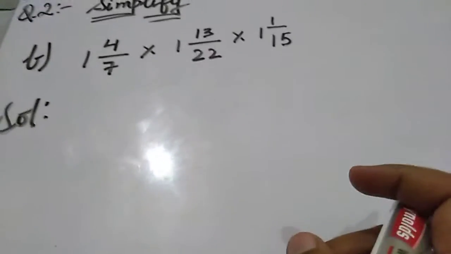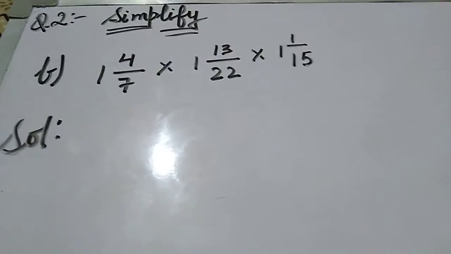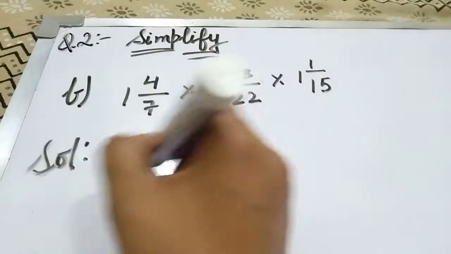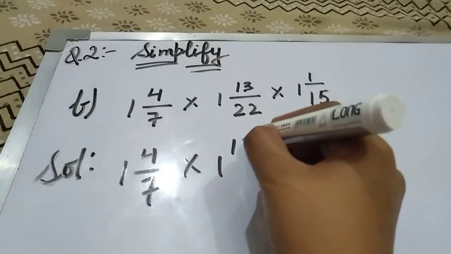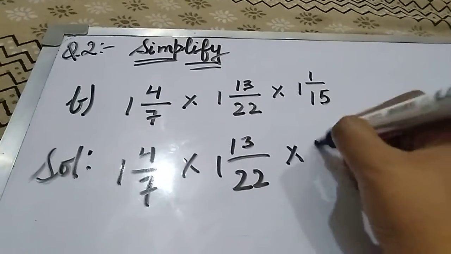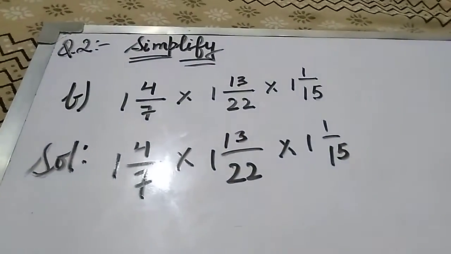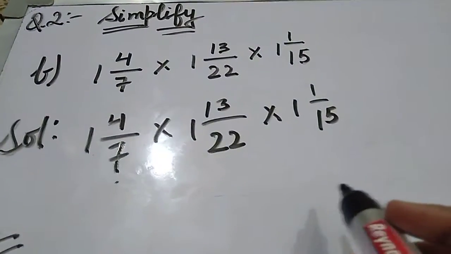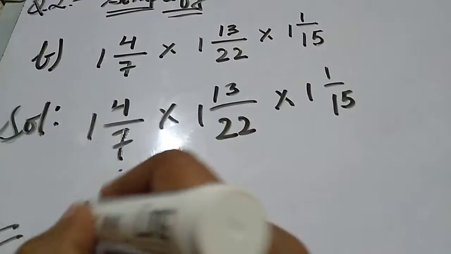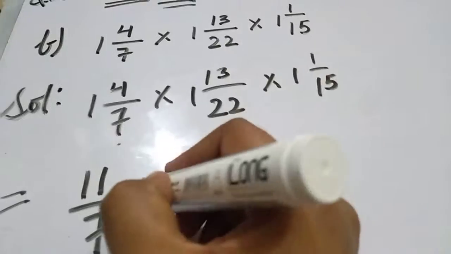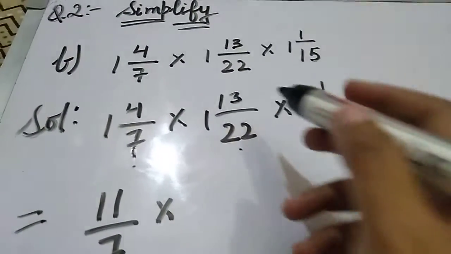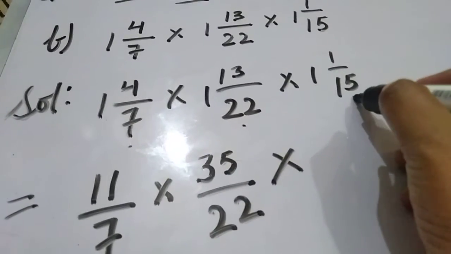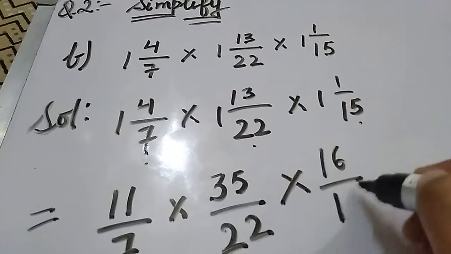Now we will do the B part. Here all fractions are mixed fractions. So first you have to write 1 4 by 7 multiplied by 1 13 by 22 multiplied by 1 1 by 15. So first how will you solve? You have to change the mixed fractions into improper fractions. Here 1 7 is 7, 7 plus 4, that is 11 by 7, multiplied by 1 22 is 22, plus 13, that is 35 by 22. 1 15 is 15 plus 1, 16 by 15.